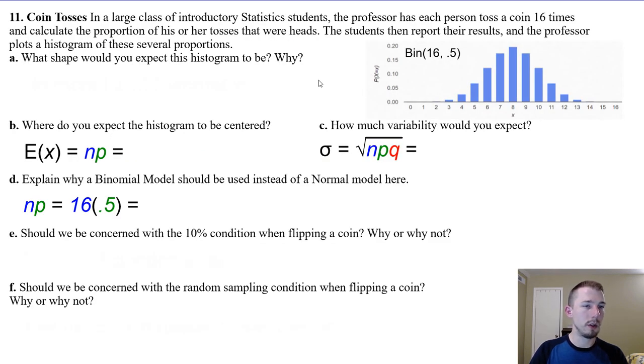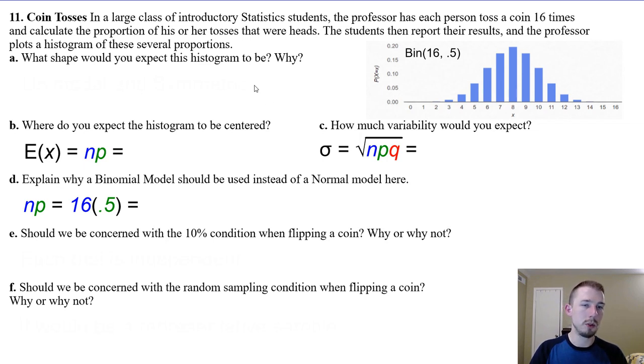Number 11, coin tosses. In a large class of introductory statistics students, the professor has each person toss a coin 16 times and calculate the proportion of his or her tosses that were heads. Well, it sounds like fun. We could do that. The students then report the results, but the professor plots a histogram of the several proportions. So eventually it'll end up looking like this if we do enough of our simulation here.